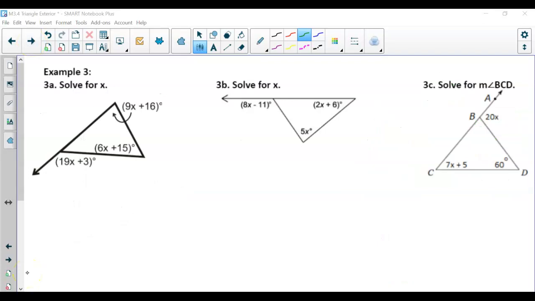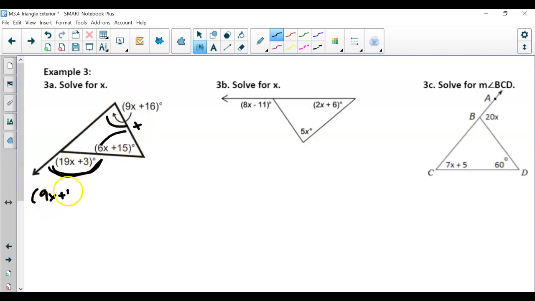And so now here, notice in example 3, we have no values, right? It's nothing but just our binomials here, right? Our expressions with x. So it's the same concept though. Here's our exterior angle. We're not given the linear, but you are given the two remote, the angles that are opposite. So again, adding these two together to equal the exterior.